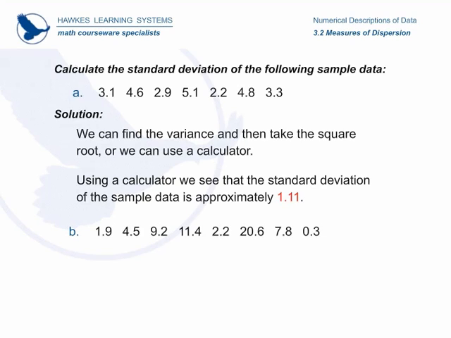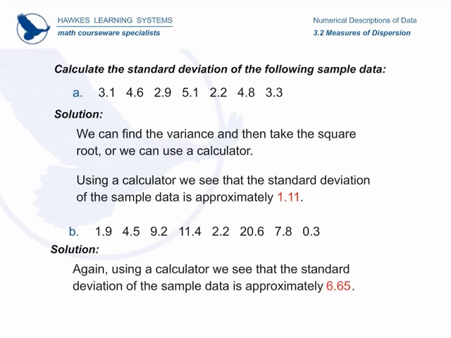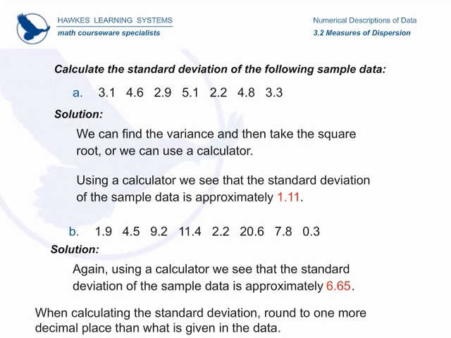Let's take a look at another example. We'll use data values 1.9, 4.5, 9.2, 11.4, 2.2, 20.6, 7.8, and 0.3. Once again, using a calculator, we see that the standard deviation of the sample data is approximately 6.65. And when calculating the standard deviation, be sure to round to one more decimal place than what is given. And that about does it.